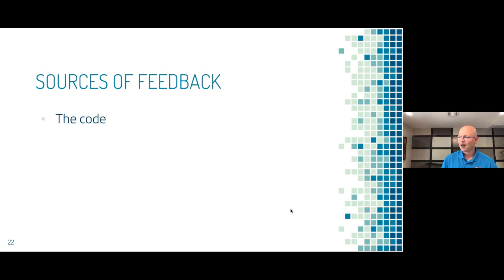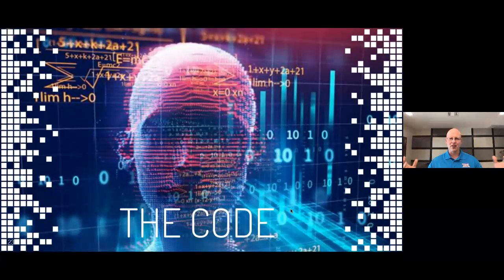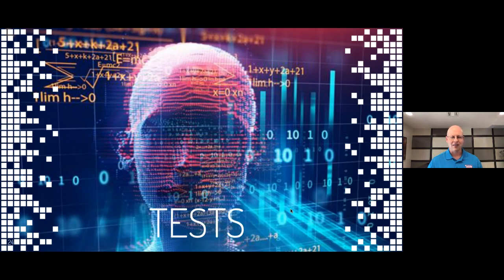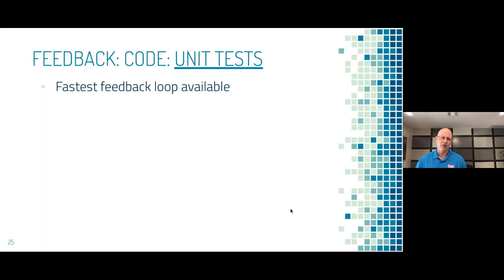Sources of feedback. As an individual, the most important one is going to be the code. Because it's the most important one, I'm going to say it again with a big picture and a large font. So the code is an important way to get feedback. Now, specifically, not just the code itself, but tests. Tests for code is the easiest way to get feedback if you're an individual. It's the fastest feedback loop available. Tests will let you know that your code is working or failing, and it will happen really quickly.